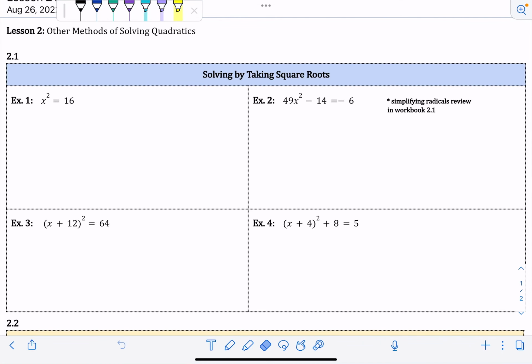In a previous lesson, we went over how to solve a quadratic by factoring, and today we're going to talk about other methods that you can use for solving quadratics. Before we get started, I just want to remind you it's a video. You can pause, rewind if you need to, rewatch an example if you want as well. This first section is going to go with your workbook 2.1, and that's solving quadratics by taking square roots.